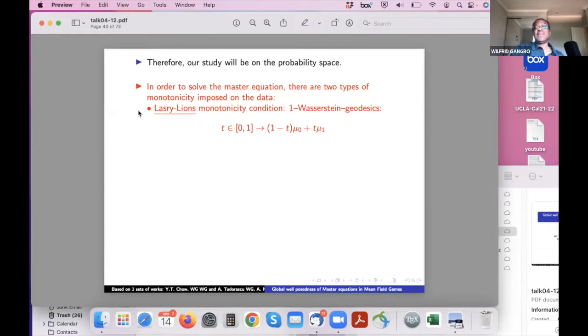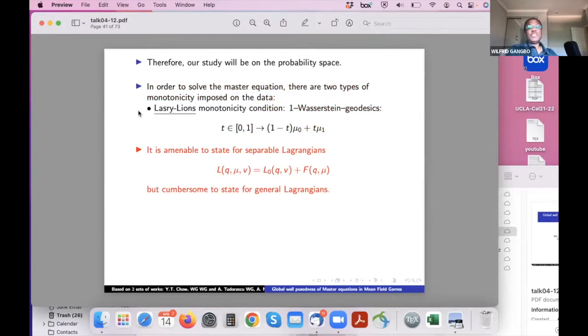One of the geodesics is given by this classical interpolation between the measure mu0 and mu1. And the Lasry-Lions monotonicity condition is a monotonicity condition where you are traveling along this Wasserstein 1 geodesic. This condition is amenable to state for separable Lagrangians, which means Lagrangians which can be written as a function of Q, V, separated from a function of Q, mu.